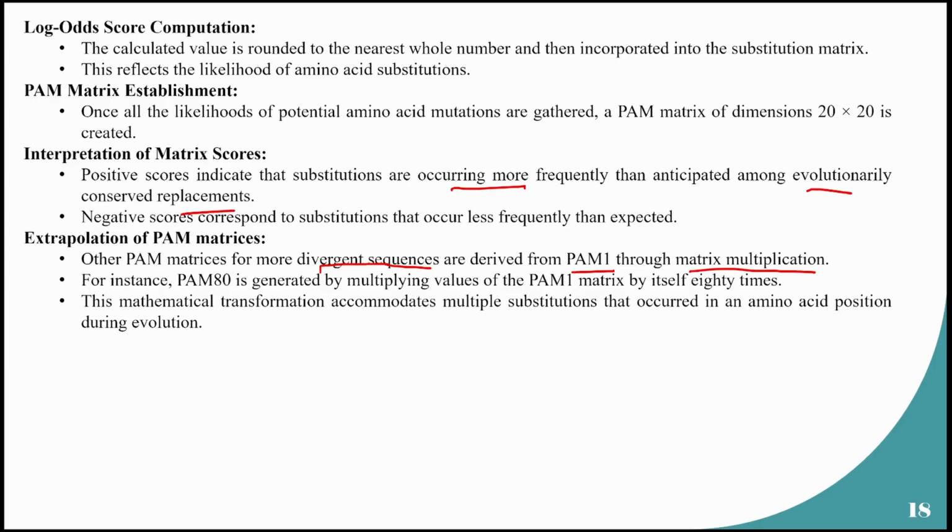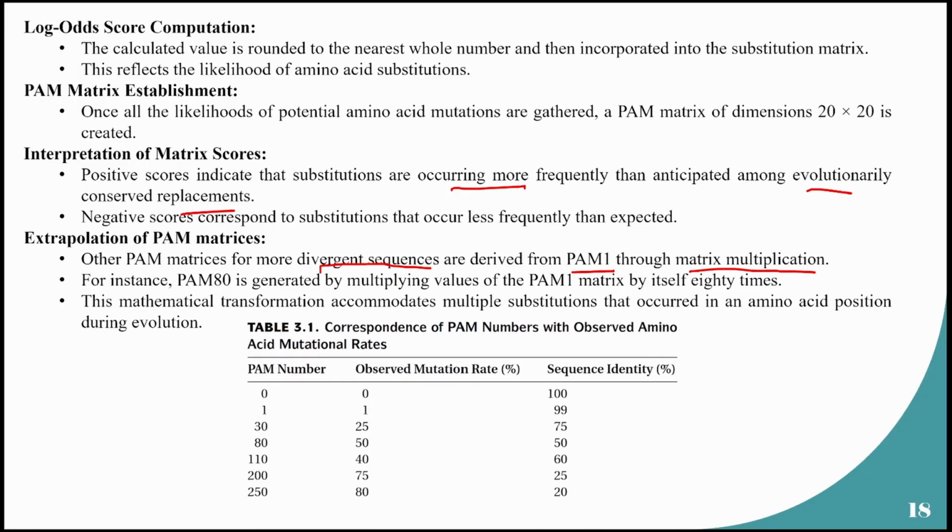Okay. And as I said earlier, how it works is that for every consecutive multiplication that you do on the PAM1 matrix, you will see that the same amino acid to same amino acid rate slowly starts to reduce, and the same to different amino acid values slowly start to increase. So there also you can see that for the more divergent sets of sequences, we have to use the higher order PAM matrix scores, right?